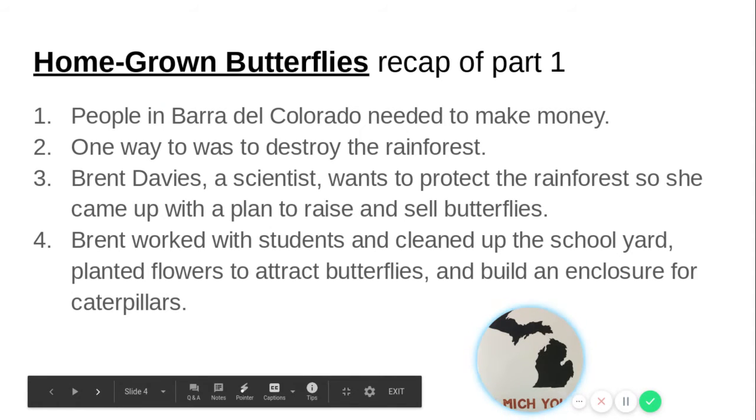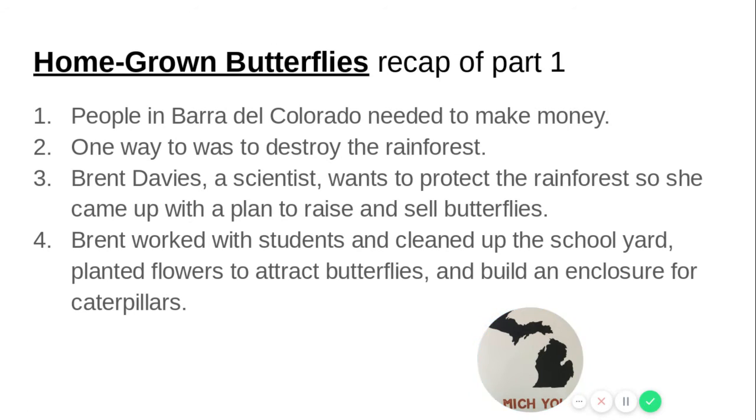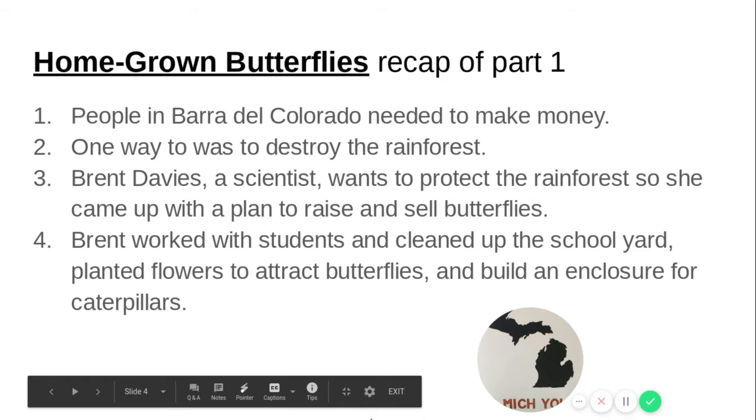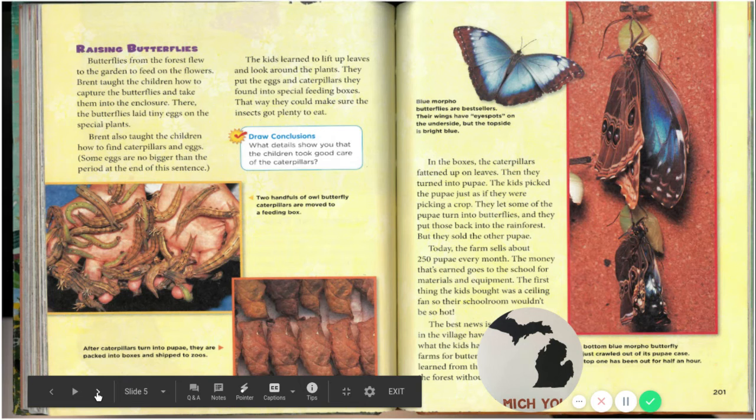So a little recap: Homegrown Butterflies. People in Barra del Colorado needed to make money. One way of what they were doing was to destroy the rainforests. Brent Davies, a scientist, wants to protect the rainforest, so he comes up with a plan to raise and sell butterflies. Brent works with students and decides to clean up a schoolyard, plant flowers that will attract butterflies, and build an enclosure for the caterpillars.